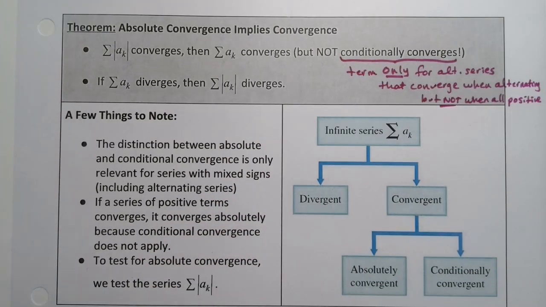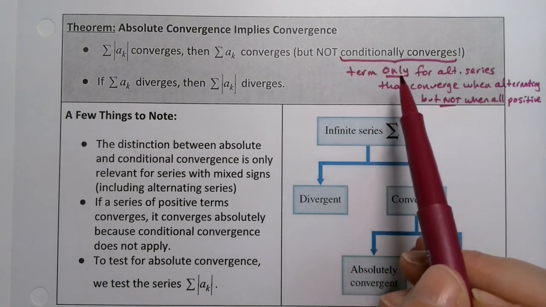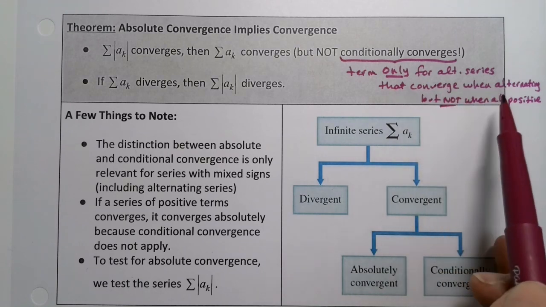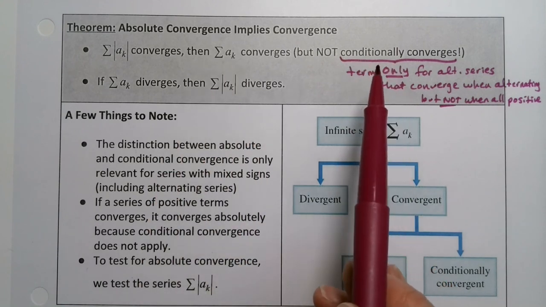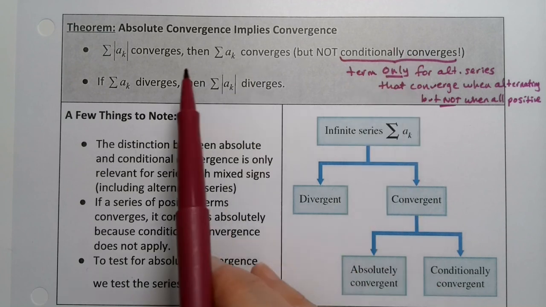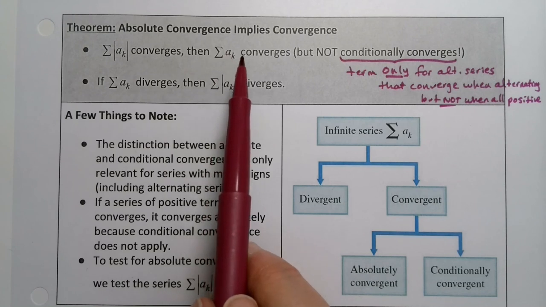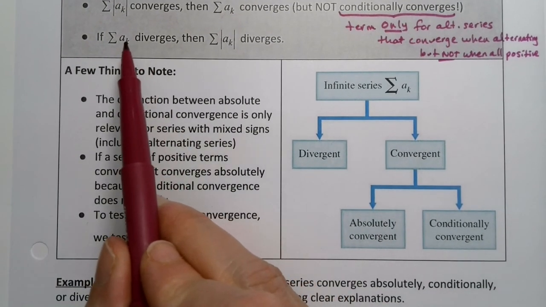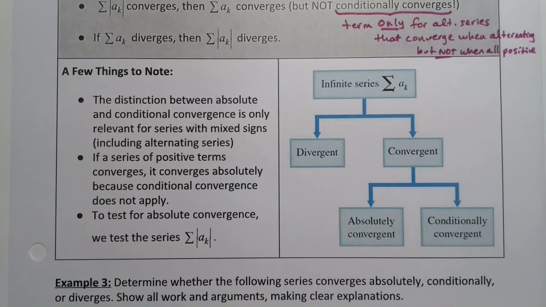And just to clarify the top part, the term conditionally convergent only applies to alternating series, and it only applies when they converge when they're alternating, but not when the terms are all positive. So conditionally convergent is kind of a special thing, and it's kind of a weak kind of convergence. It's not very strong. Absolute convergence, on the other hand, is quite strong, because when it absolutely converges, it converges. And similarly, when the alternating series diverges, then so does the all positive series.